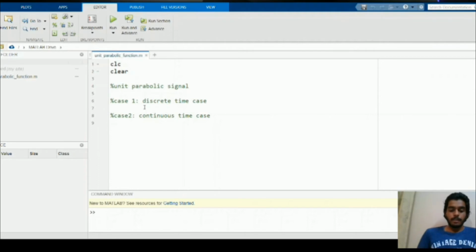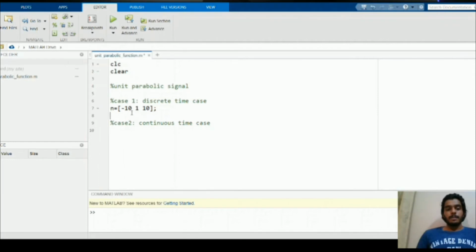So for the discrete time case, we are going to define it as m equals minus 10 with an increment of 1 to 10. What this line of code means is that the graph will be plotted from minus 10 to plus 10 with an increment of 1. That is, the graph will be plotted using minus 10, minus 9, minus 8, etc., up to 0, and 1, 2, 3, etc., up to 10.